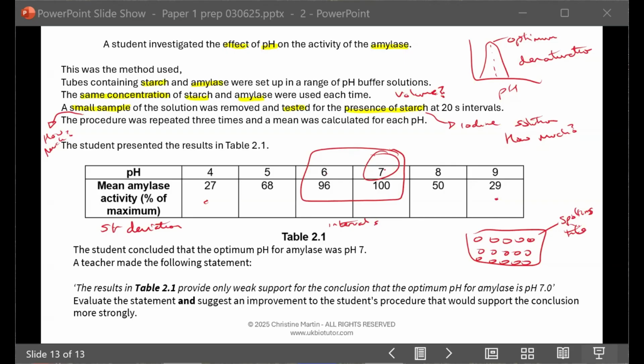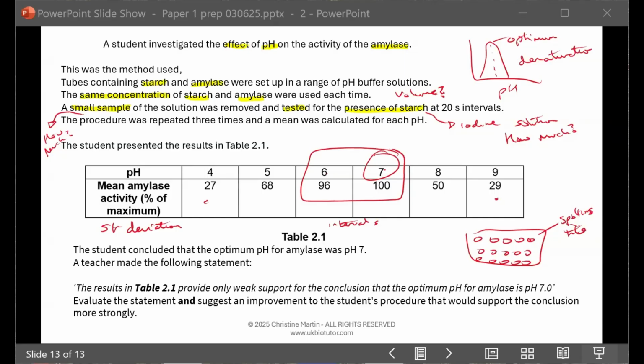This was actually an AS paper question. Yes, so, Lois, that's a good thing with regards to temperature. What about temperature? They haven't told us anything about temperature. So the question really is about how to evaluate the statement and suggest an improvement to the student's procedure that would support the conclusion more strongly.